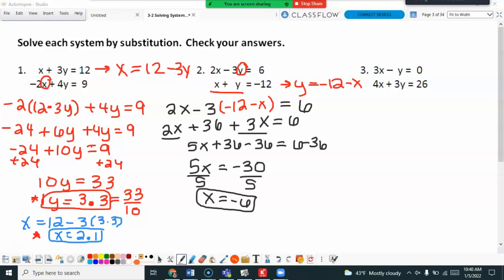We take that value, plug it back in, and solve for y. So you get negative 12 minus a minus 6. That turns the minus a minus to a positive, or negative 12 plus 6, which means that y is also negative 6.